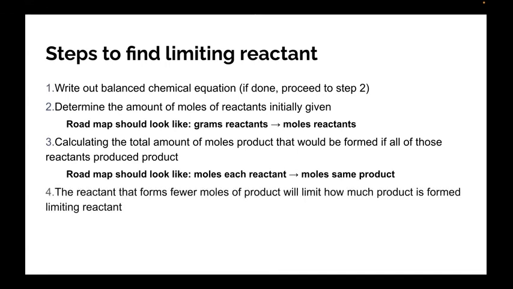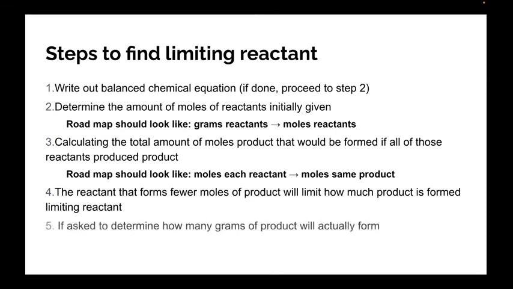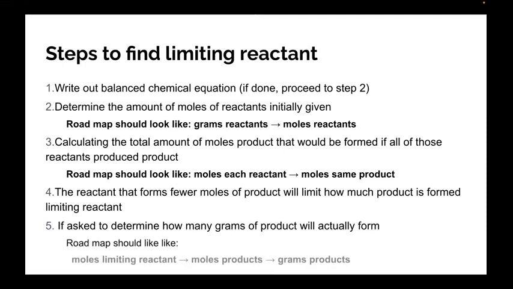Then we're able to say that the reactant that forms fewer moles of our product will limit how much product is actually formed, and we identify that as our limiting reactant. And if you're asked to determine how many grams of product will actually form, we would go from moles of our limiting reactant to moles of our product to grams of our product, and that would get us our final answer.